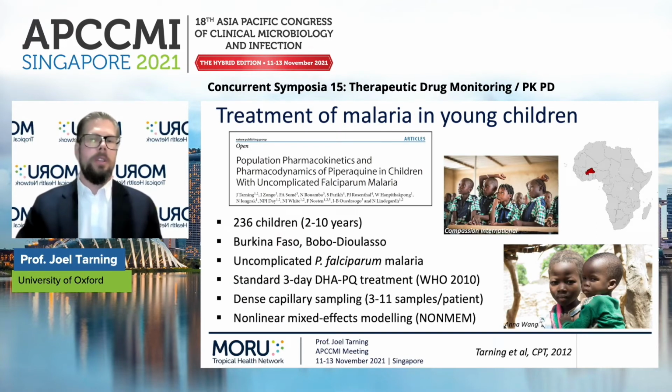So I'm going to focus on three trials that we have worked with at MORU. The first trial is the treatment of malaria in young children. So this was 236 children in Burkina Faso with uncomplicated falciparum malaria. They received a standard 3-day DHA piperaquine treatment according to the WHO 2010 guidelines. We conducted dense capillary sampling and evaluated these data with nonlinear mixed effects modeling in NONMEM.